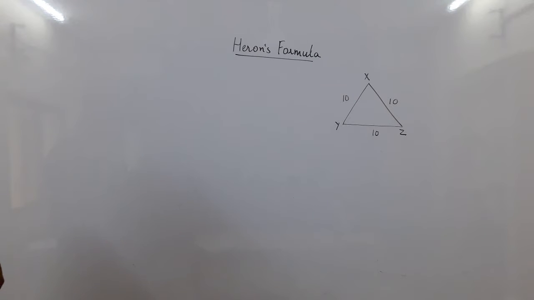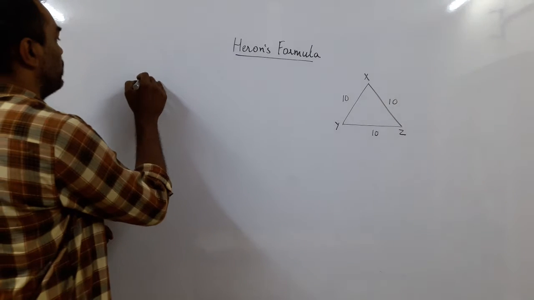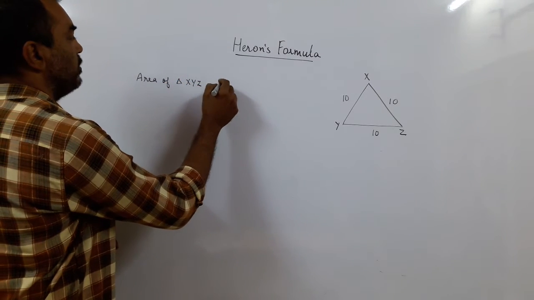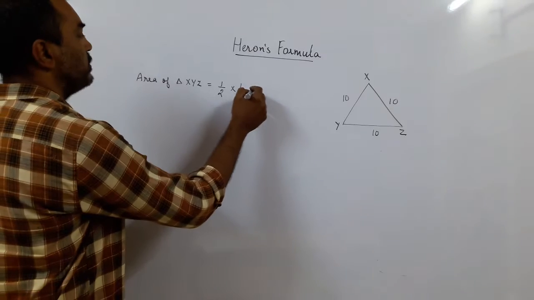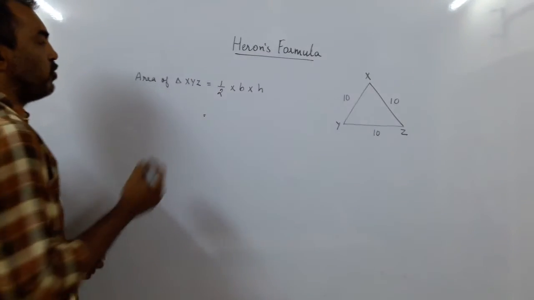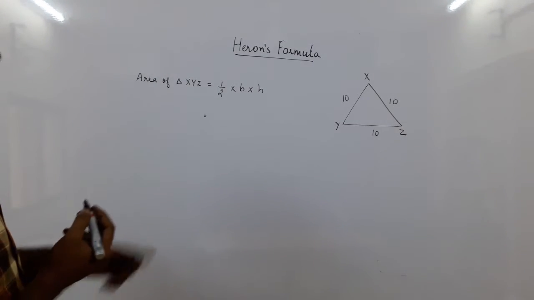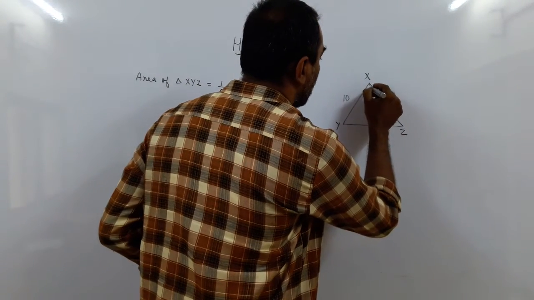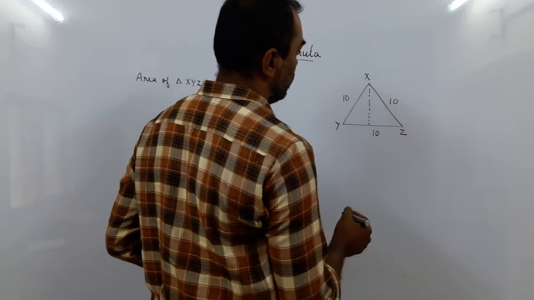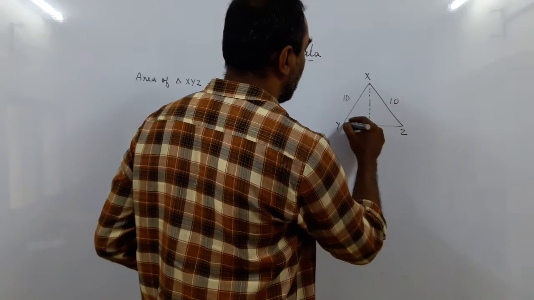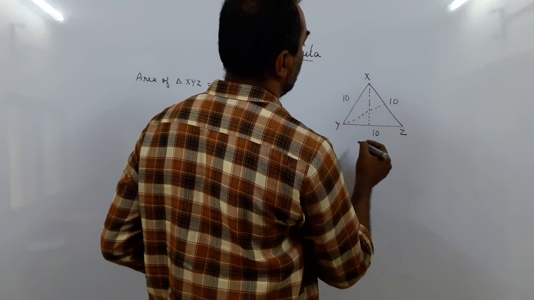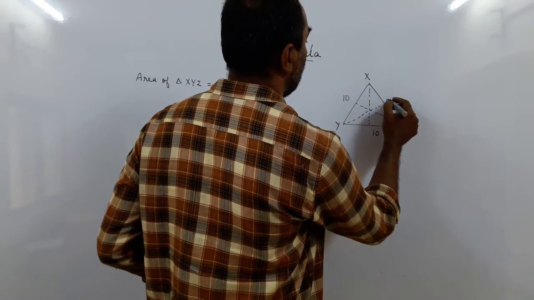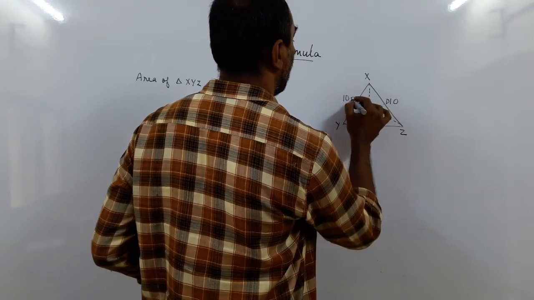Now I want to find the area of triangle XYZ. Again, half into base into altitude. This general formula remains, but what you can see here, if I take this as the base, I don't know the altitude, I have to find the altitude. If I take this as the base, even 10, I don't know, I have to find the altitude. If I take this as the base, I still have to find the altitude. So let me call this D, E, F.